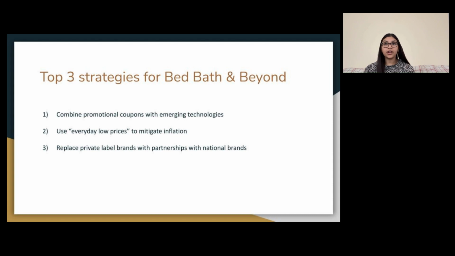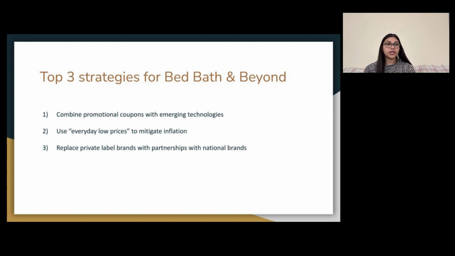Here we now present our top 3 strategies for Bed Bath & Beyond. Our first of our top 3 strategies is using our promotional coupons, our strengths, in order to exploit new technologies. Bed Bath & Beyond's greatest strength is their promotional coupons. Using emerging technology and new channels would result in the company bringing in new customers.